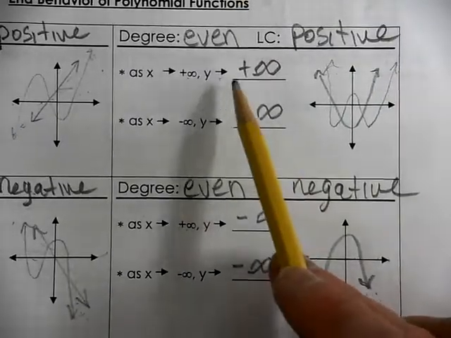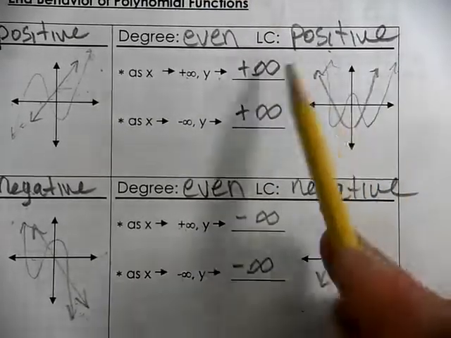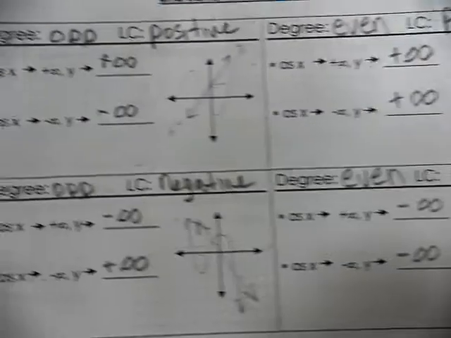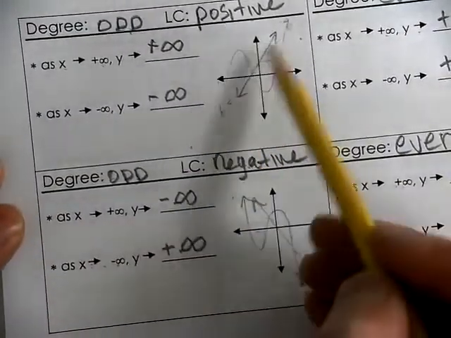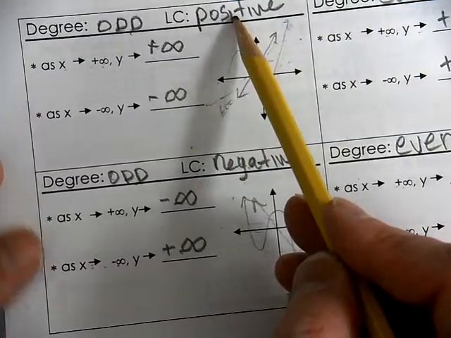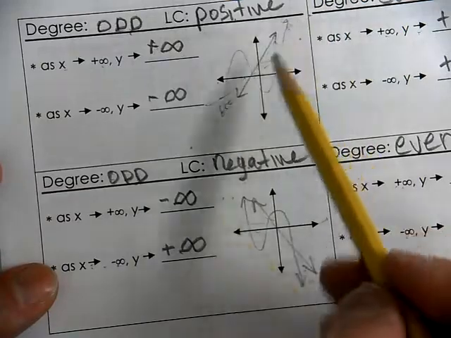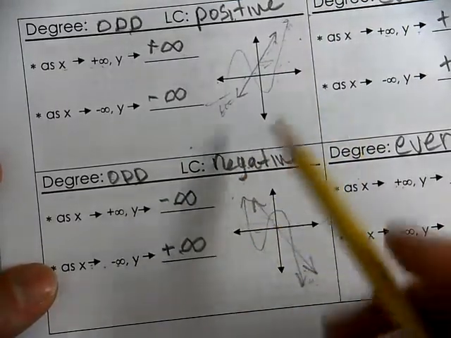Same thing's true for an even with a positive leading coefficient. It's going to go up in both directions. With an odd, it's going to go in opposite directions. A positive leading coefficient goes in the positive direction to the right. And a negative leading coefficient always goes negative to the right.